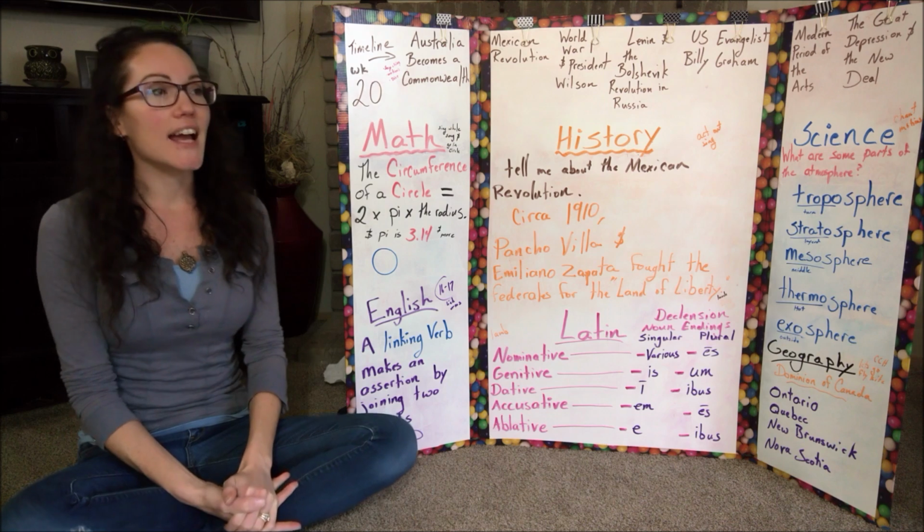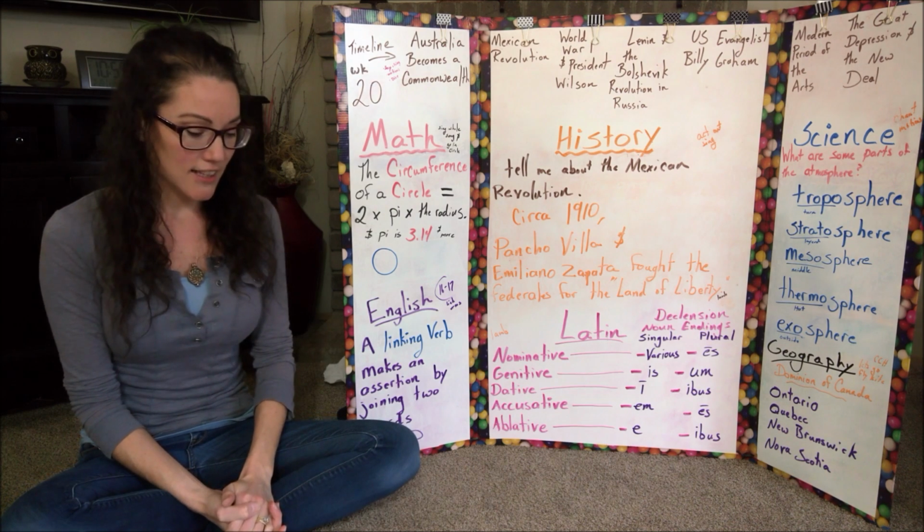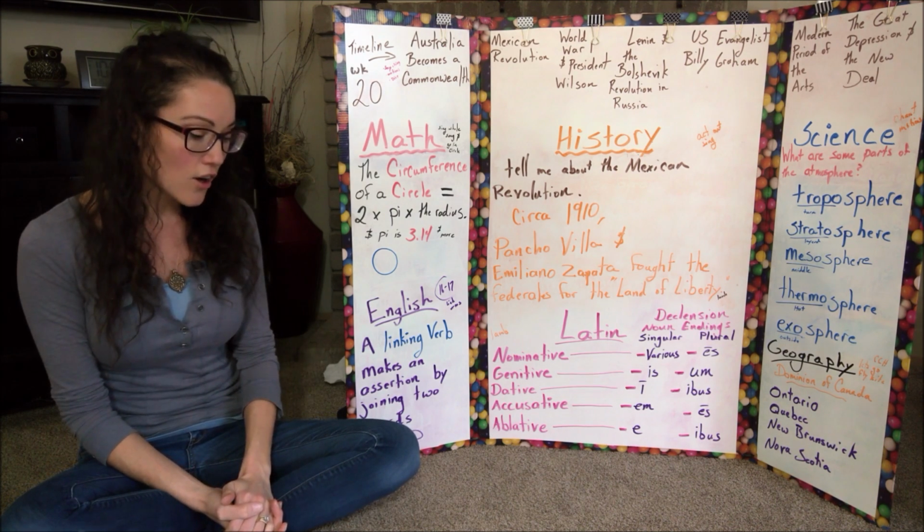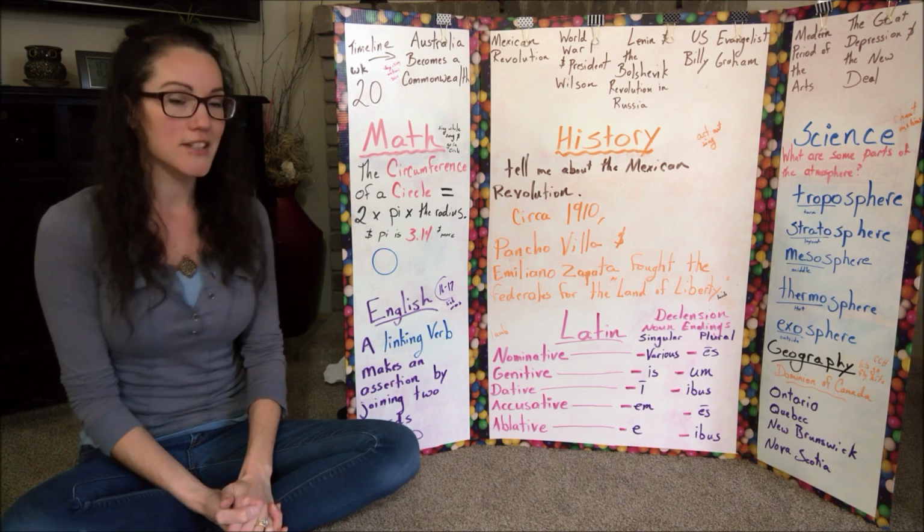A linking verb makes an assertion by joining two words. Okay, again. A linking verb makes an assertion by joining two words.